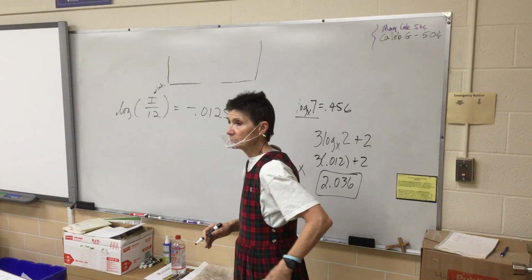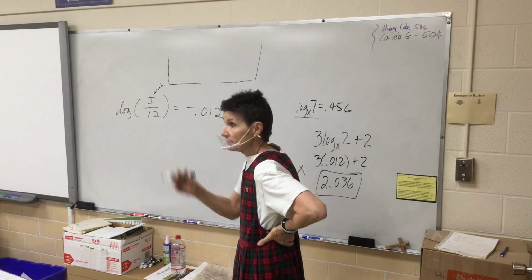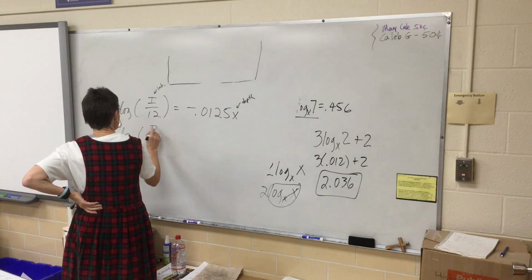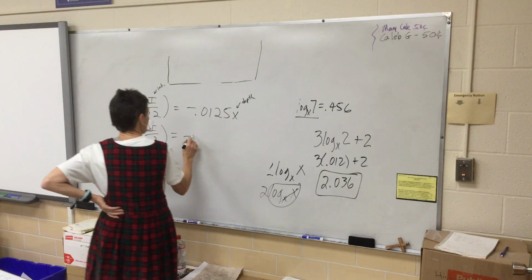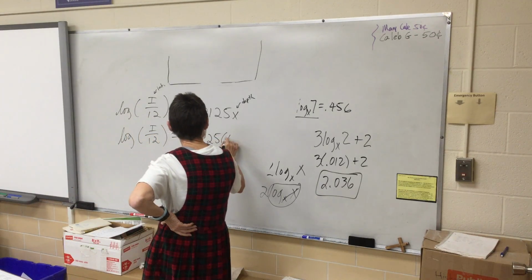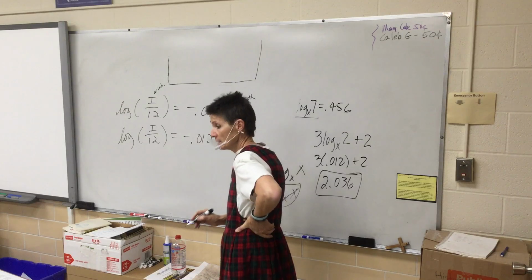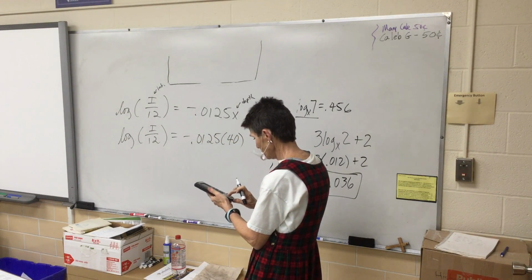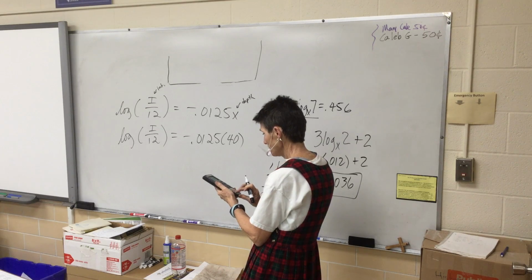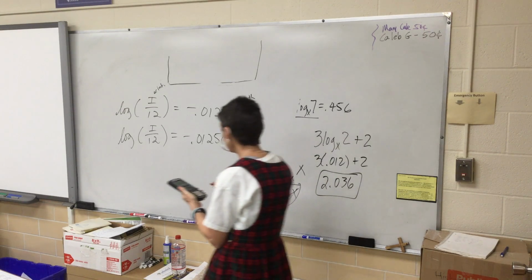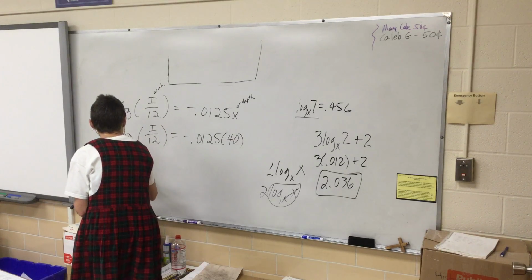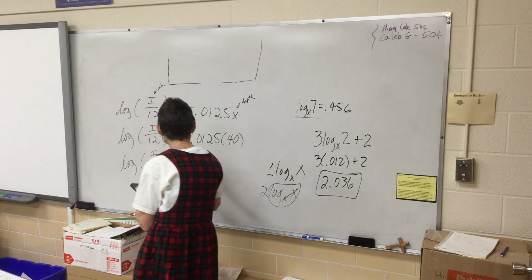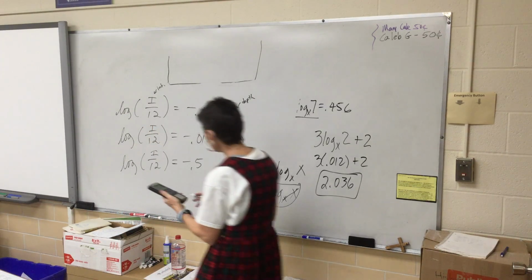Okay, what am I going to do? Plug in 40 for x. So I have the log of this equals negative 0.0125 times 40. I'm just going to plug in 40. And I'll go ahead and do that on my calculator. So negative 0.0125 times 40. I got negative 0.5. So I have this equation now. I have that equation to solve.